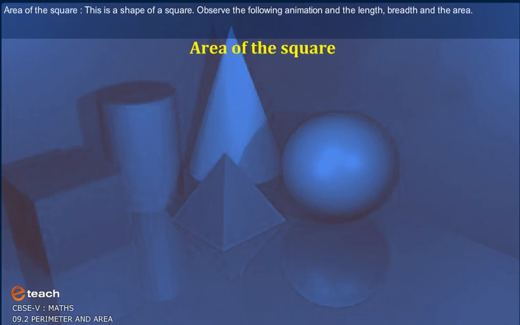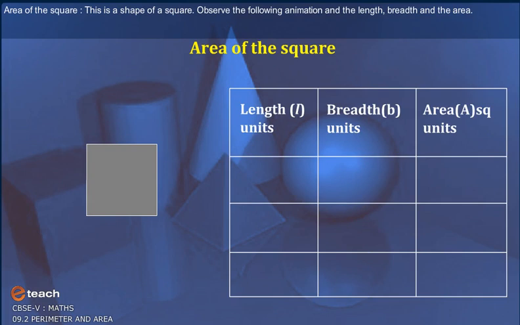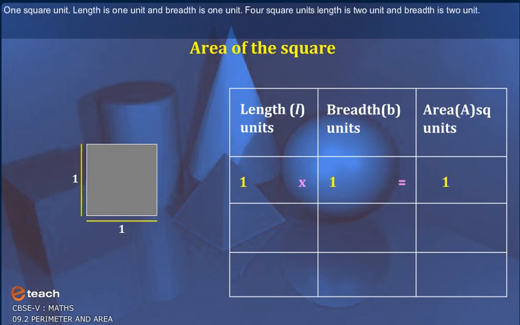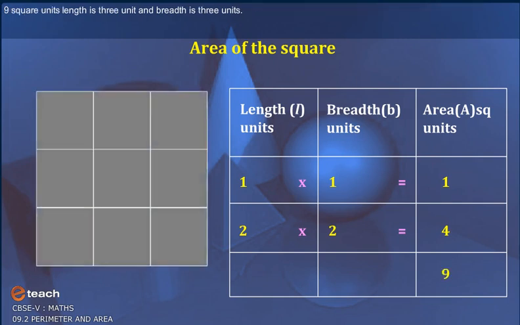Area of the square. This is the shape of a square. Observe the following animation and the length, breadth and the area. 1 square unit. Length is 1 unit and breadth is 1 unit. 4 square units. Length is 2 units and breadth is 2 units. 9 square units. Length is 3 units and breadth is 3 units.